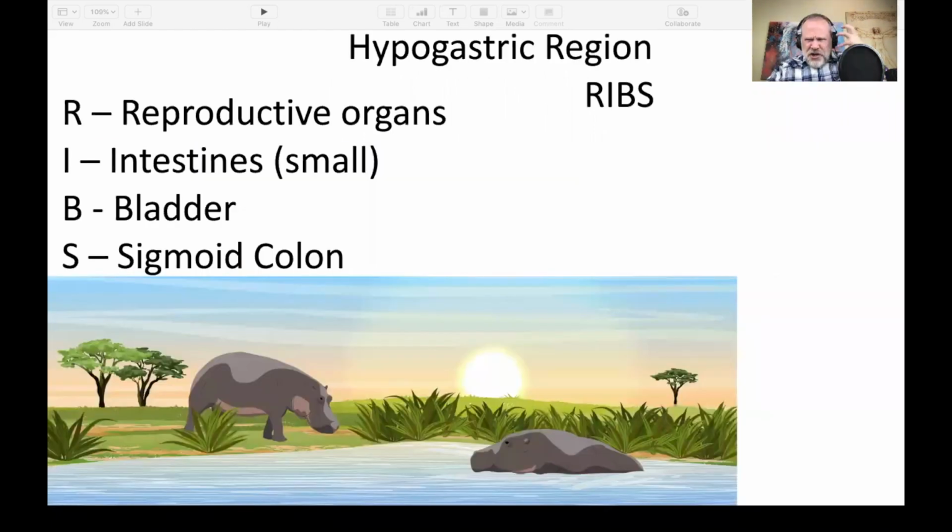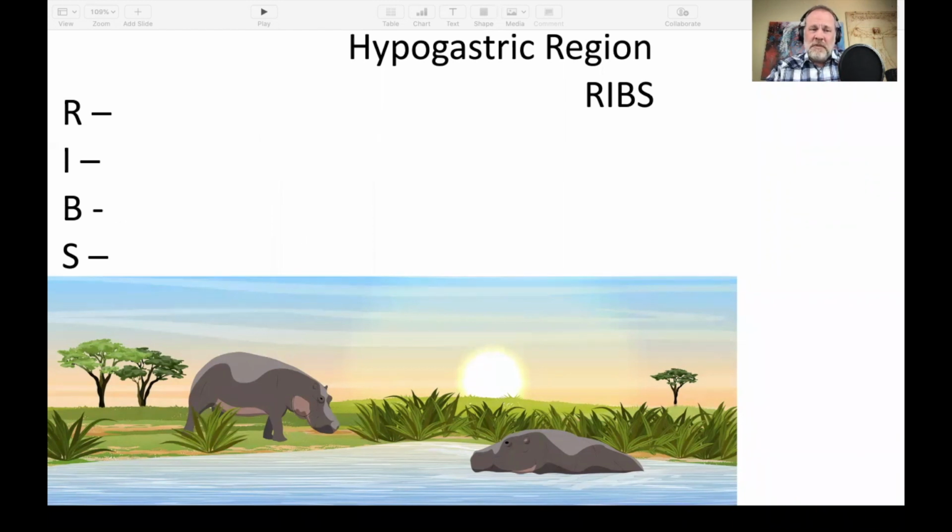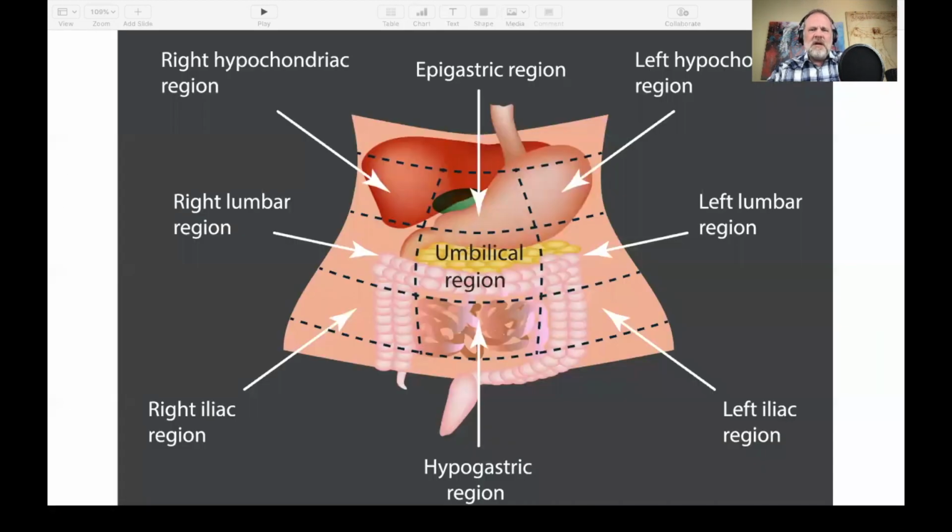Hippopotamuses, imagine you can see their ribs so vivid. Ribs stand for reproductive organs, intestines, bladder, sigmoid colon.